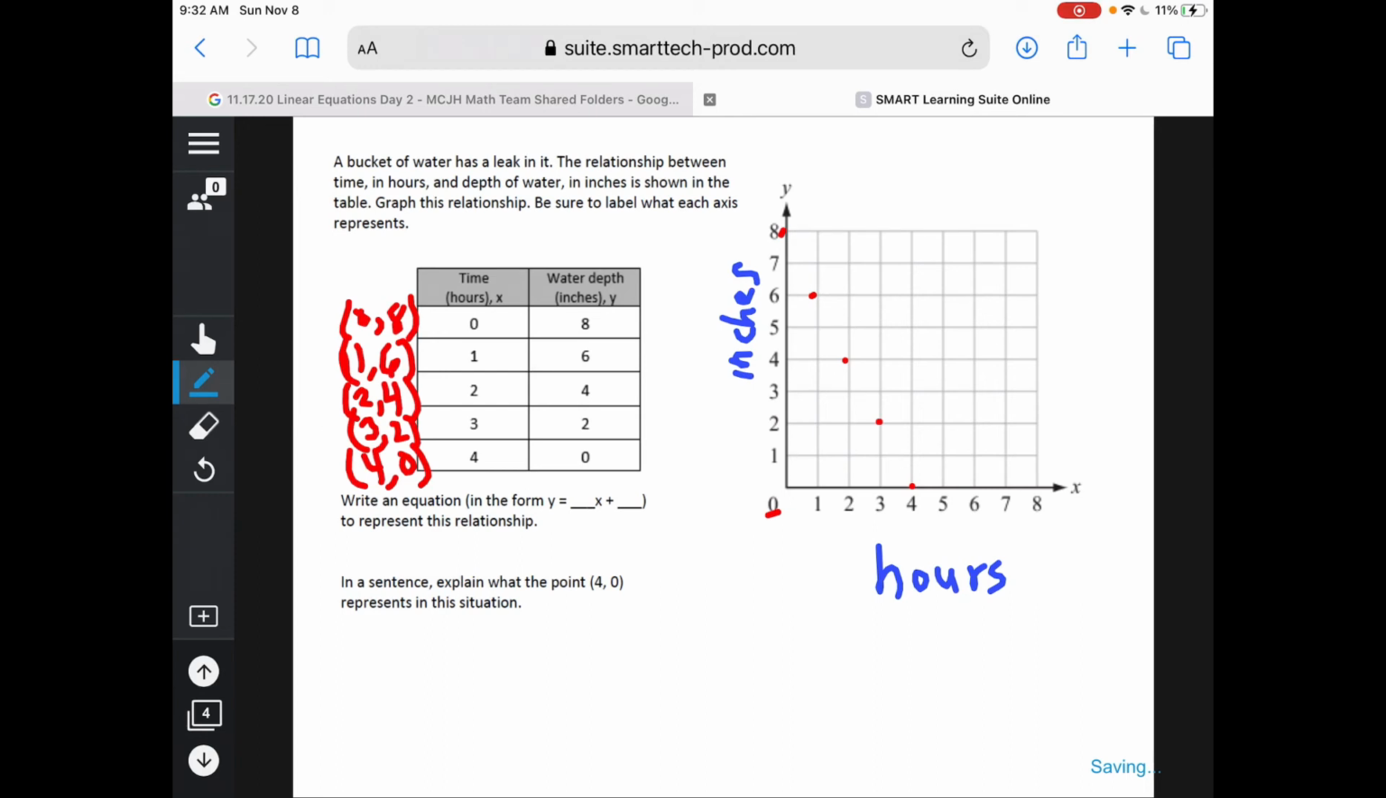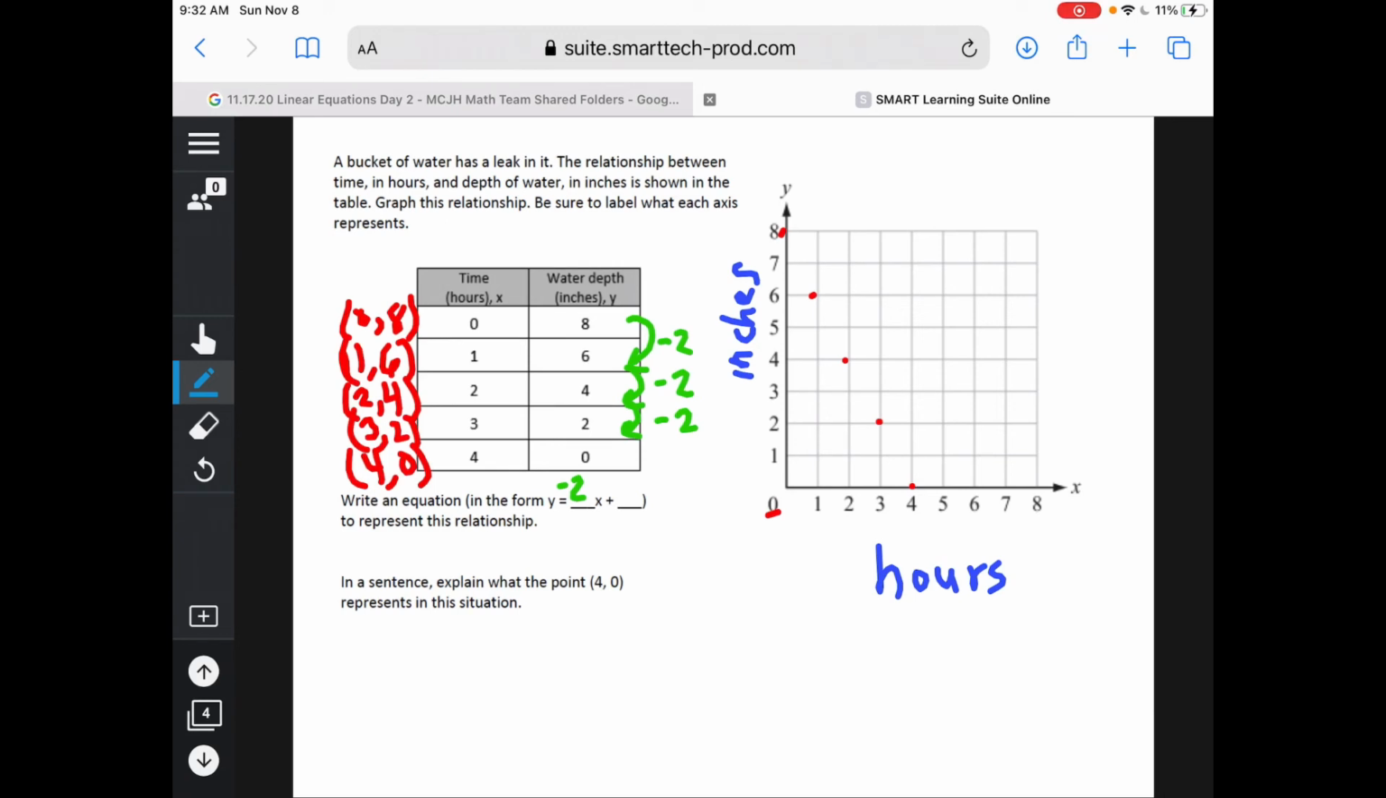So what is our constant rate of change? Well, from 8 to 6, you're subtracting 2. From 6 to 4, subtracting 2. 4 to 2, you're subtracting 2. So our rate of change is -2, which goes with our x, so -2x.